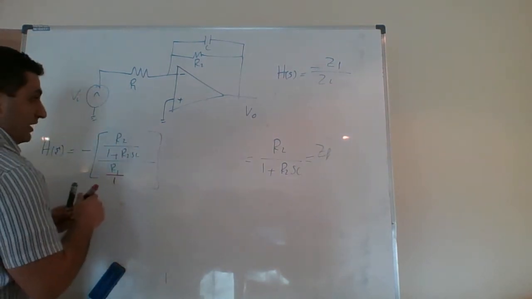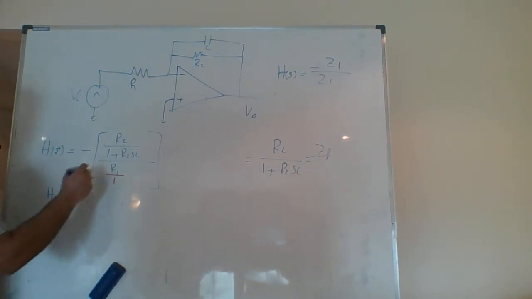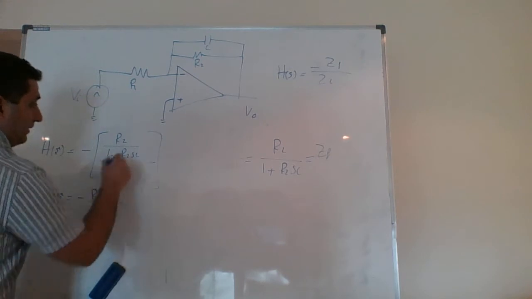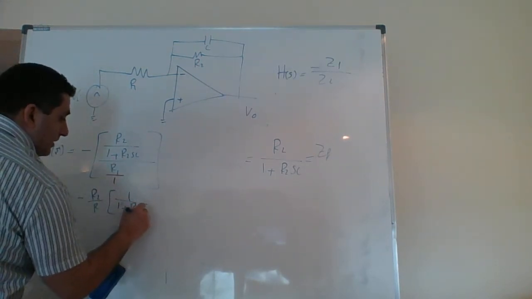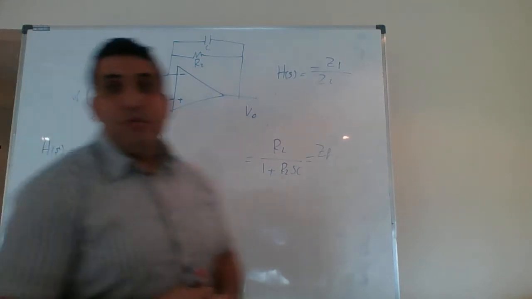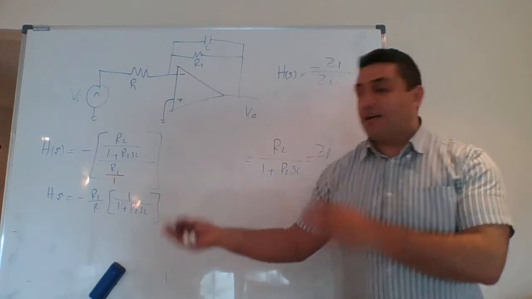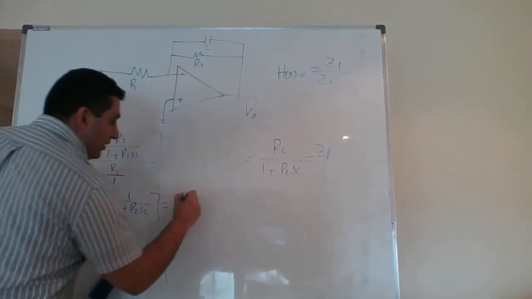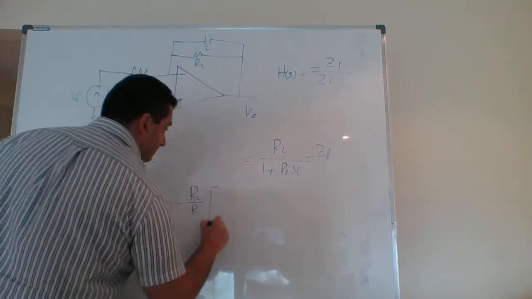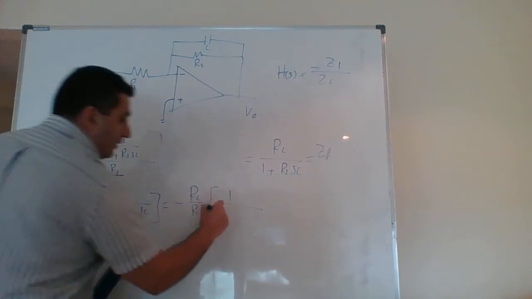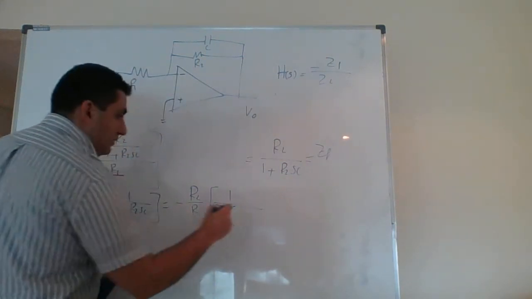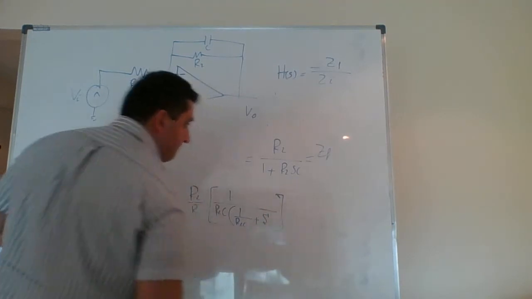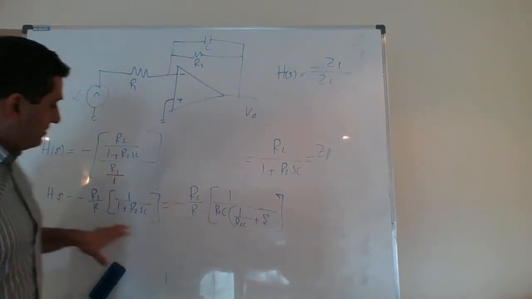Replace it. So now I can take H of S on the outside. It's equal to minus R2 over R1 multiplied by 1 over 1 plus R2 SC. Do you remember from the RL, RC and RLC chapters, I need to take this S and put it on its own. So what I do is now I can say it's equal to minus R2 over R1 multiplied by 1 over, I will take R2C outside, 1 over R2C plus S. Is it all clear how this transition happened?